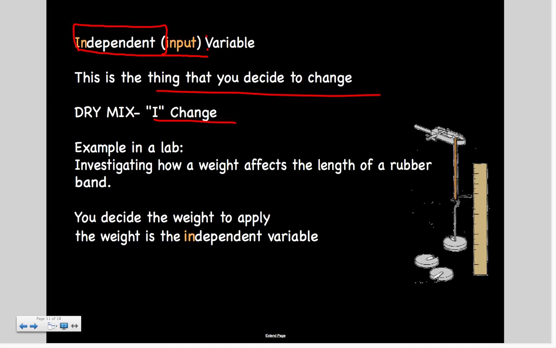So I've got a caliper here, which is basically just something that works like a little claw. I've got a rubber band, and then I'm putting these little weights on, and I'm measuring how far the rubber band stretches. So the thing that I decide is the amount of weight to apply in this experiment. This is the thing that I can change. So my weights are my independent variable.